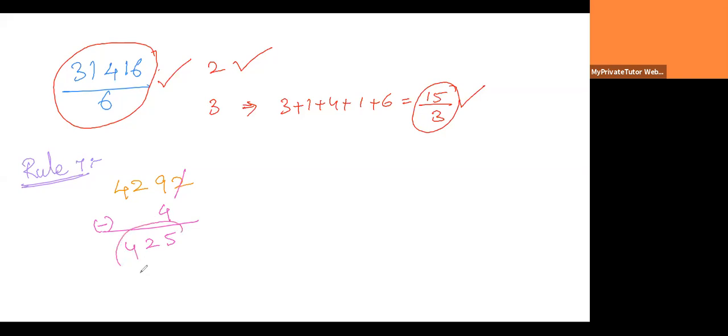So still we don't know whether this is divisible by 7. So try once more. Just cross out the last digit again, which is 5. Then double that number. If we double 5, it will be 10, right? So then subtract 10 from 42, we'll get 32. I think 32 is a smaller number. So check whether 32 is divisible by 7 or not. I think 32 is not divisible by 7. So the original number, 4,292, is also not divisible by 7.